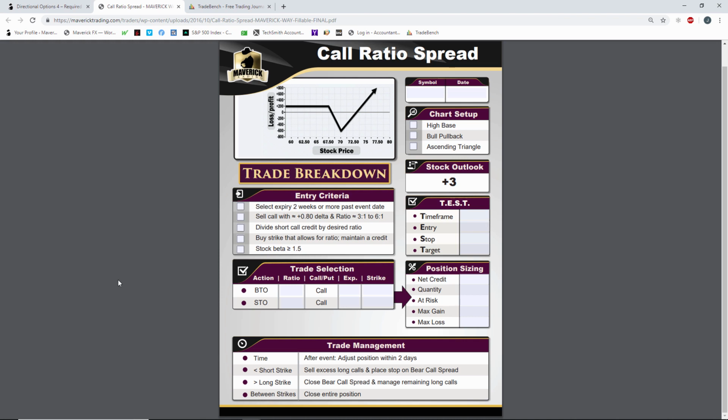So I'm not going to waste too much time regurgitating what you just spent hours learning. But here is a nice area where you can check off the entry criteria. You can take a look at some management suggestions and systems. Now you can modify these a little bit. You can modify them shorter term, longer term, deeper out of the money, so on and so forth. So understand that this is just a base place to start.